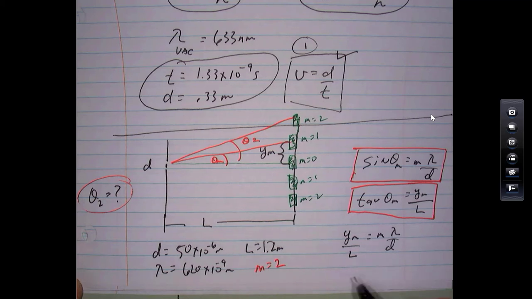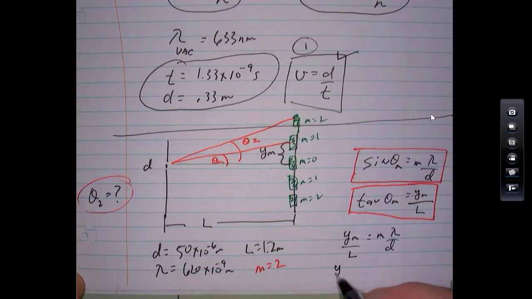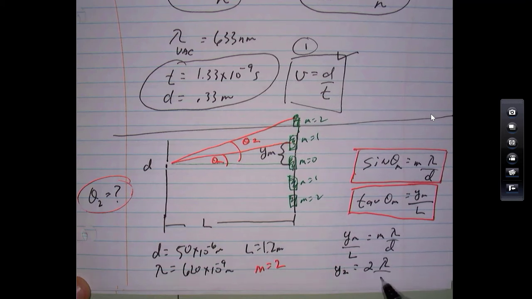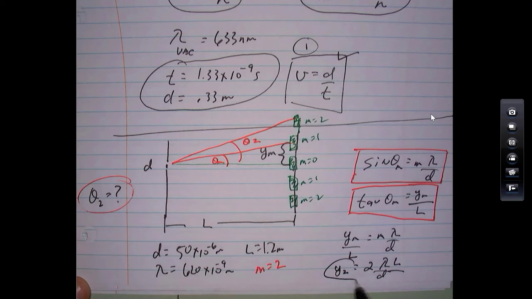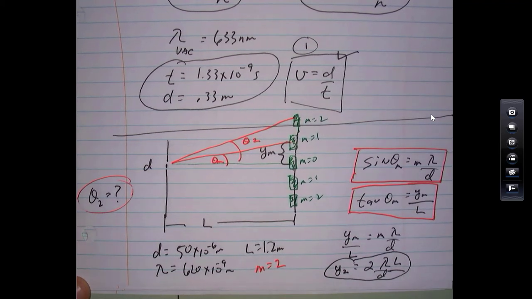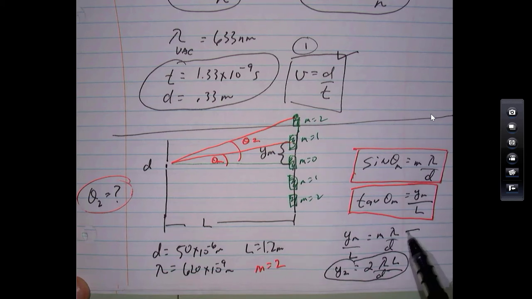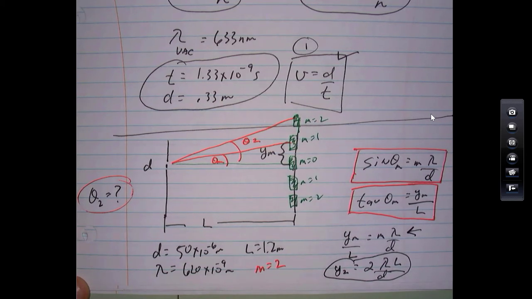Okay, and you can use this to figure out, really we want this one, y2 will be equal to 2, that's the m part, wavelength, d, and then I've got to multiply both sides by L. So for this specific problem, this is what I could use. In general, this is true, but if I put in the fact that m is equal to 2, multiply both sides by L, I get this formula. So you can figure out the distance from the central bright spot over to this second fringe from this formula.